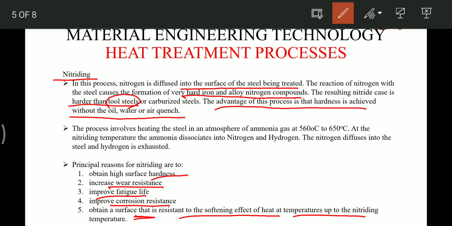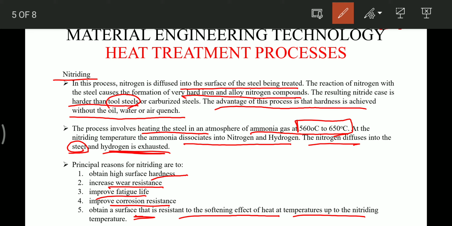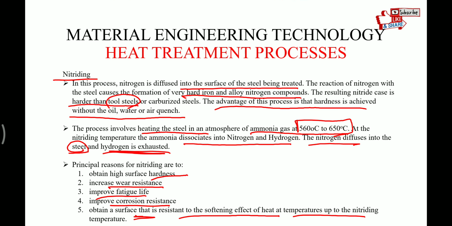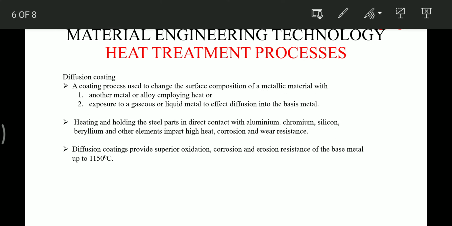So the process basically involves heating the steel in an atmosphere of ammonia at about 560 to 650 degrees Celsius. At this nitriding temperature, the ammonia dissociates into nitrogen and hydrogen. This nitrogen basically diffuses into the steel parts or surface of the steel, and this hydrogen is exhausted or removed. So this is how nitriding process is carried out. The temperature at which it is carried out is 560 to 650 degrees Celsius. So that was how this case hardening is done.